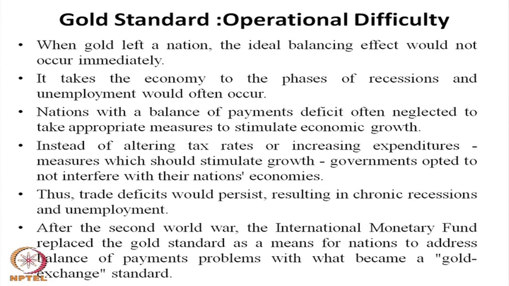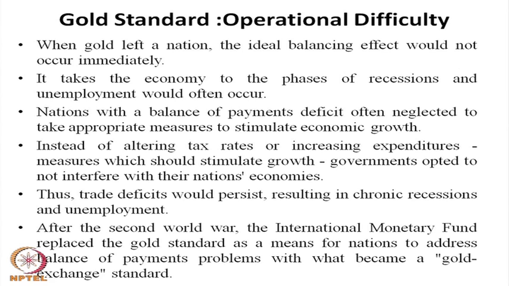When gold leaves a nation, the ideal balancing effect would not occur immediately. You have to understand that when a country sends gold to another country, it has to reduce the money supply in the economy. How will they reduce the money supply? Because the underlying asset on which the gold standard is based is the gold itself. When gold is leaving a country, the money supply in that country should reduce, and that is a basic requirement for a balancing effect. However, it is not automatically reduced.